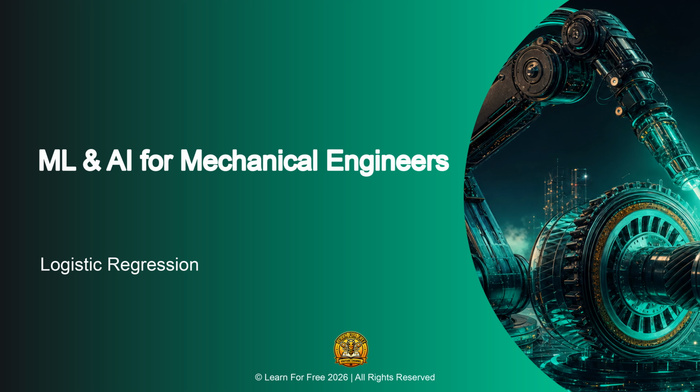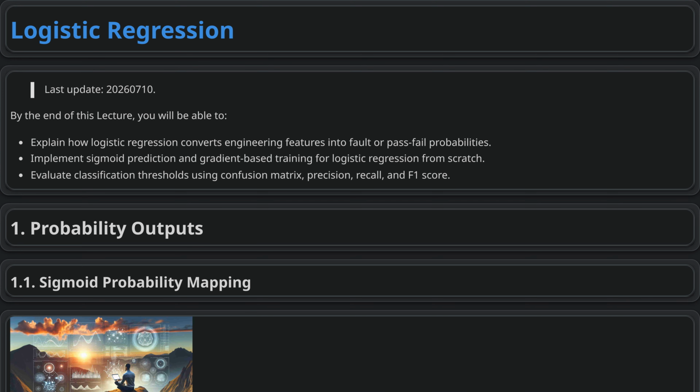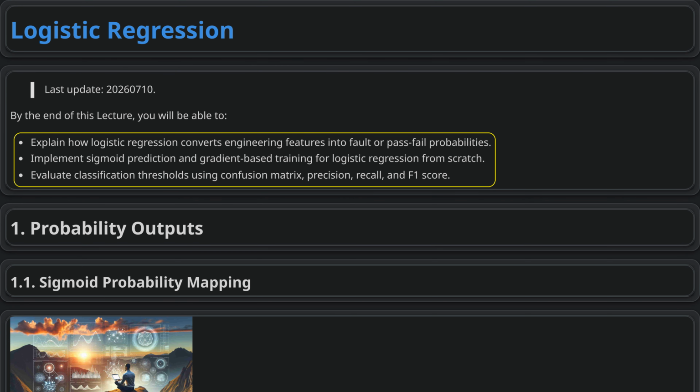Module 5, Lecture A, Logistic Regression. By the end of this lecture, you will be able to explain how logistic regression converts engineering features into fault or pass-fail probabilities, implement sigmoid prediction and gradient-based training for logistic regression from scratch, and evaluate classification thresholds using confusion matrix, precision, recall, and F1 score.